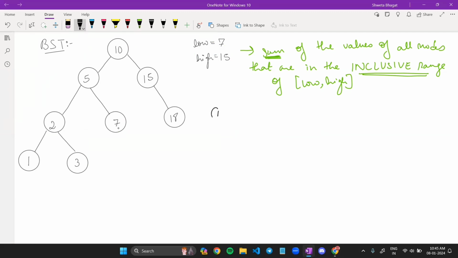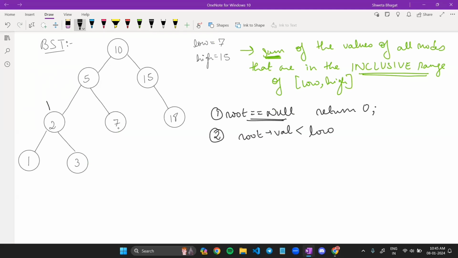So say, for example, if my root is null, then in that case, will I get any sum? The answer is no. If my root is null, then it won't contribute to my sum. So I'll return a 0. Okay. Secondly, if the value of root is lesser than low.